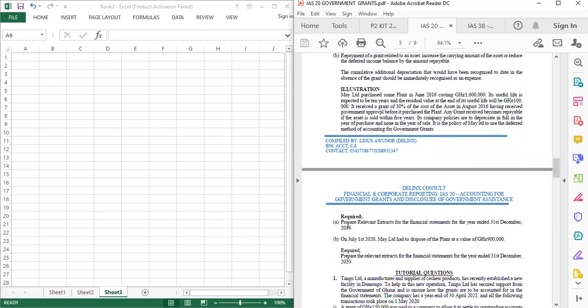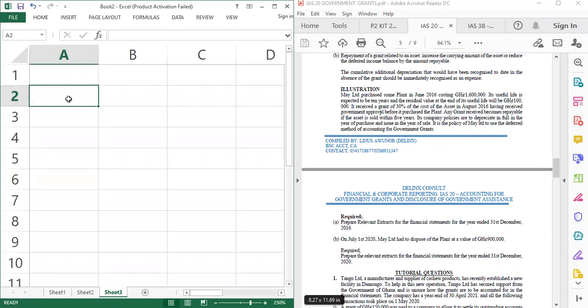The question: A is the first part. B is also another part. Okay, so then I'm done. A is required: prepare relevant extracts for the financial statement for the year ended 31st December 2016. And B is additional information to the first one. On July 1st, 2020, May Limited disposed of the plant at a value of 900,000 Ghana cedis. Required: prepare the relevant extracts for the financial statement for the year ended 31st December 2020.